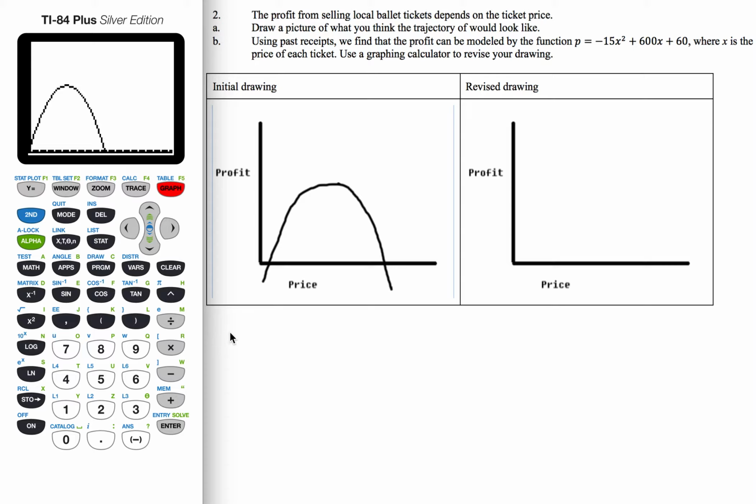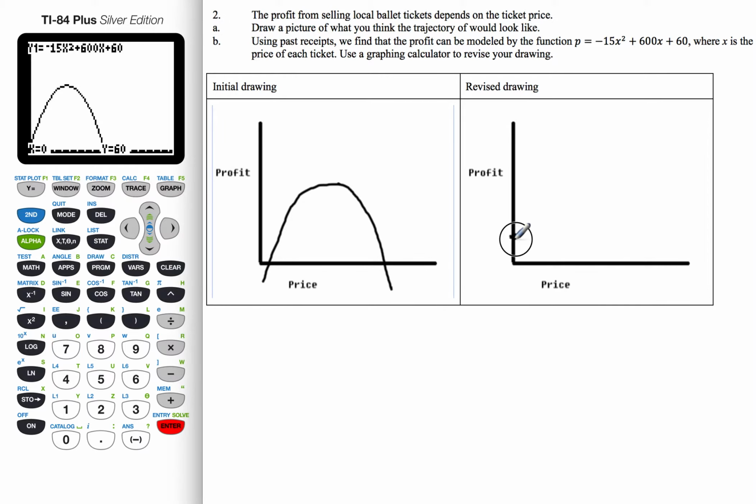Now we've revised things. I'm going to find my y-intercept first. I'm a little bit interested in that. So I'm going to hit trace 0. Oh, 0.60. Excuse me. So 0.60. And then I go back down like so. Okay, let's see what they want to know about this question.